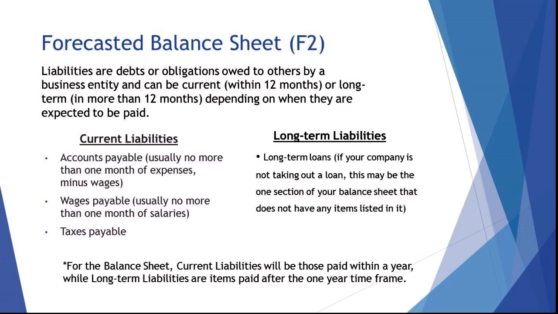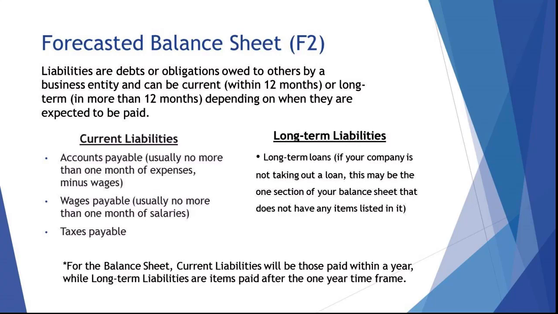Moving along to the bottom half of the balance sheet, starting with liabilities, these are going to be debts or obligations of your business that you owe to outside parties. And again, just like with assets, liabilities can either be current, meaning your company will pay it within 12 months, or they can be long-term, meaning that your company will take longer than 1 year to pay those obligations off.